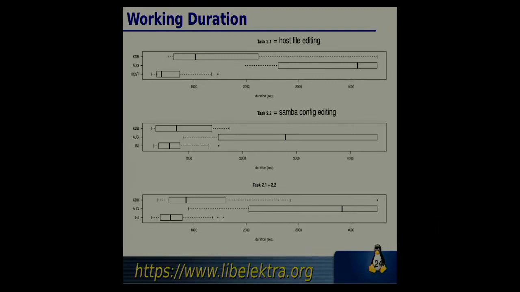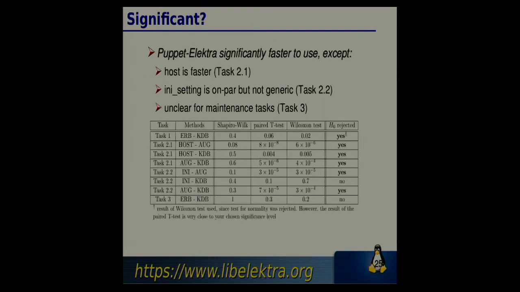So this already gives a quite clear picture, but we also used statistics to show if there's a significance, and there actually was. The host is significantly faster than Elektra, so it actually pays off even with Elektra to write dedicated resource types. Then ini settings was on par with Elektra, but as you know, ini settings is not generic, it only works for ini. And for maintenance tasks, there was not a clear conclusion.